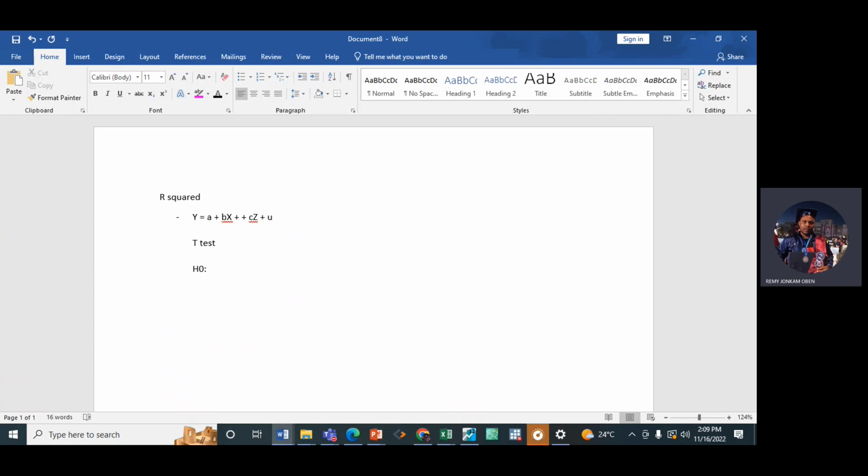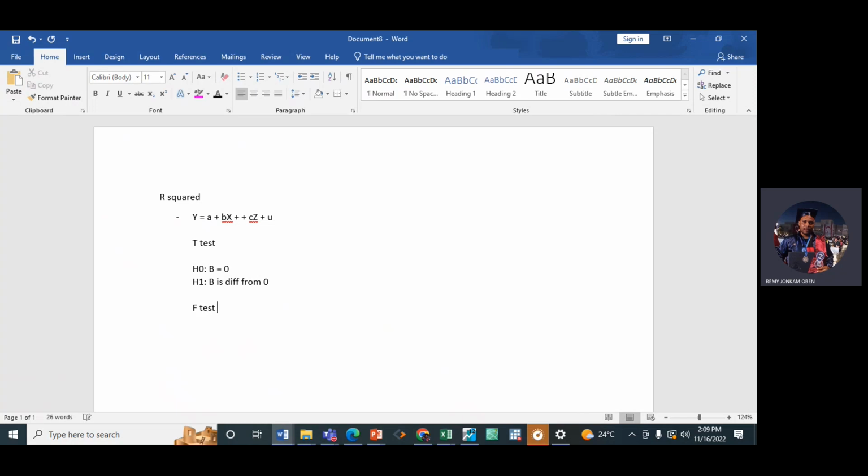What's the null hypothesis for the T test? The coefficient is equal to 0. The alternative hypothesis: the coefficient is different from 0, right? So we check each of the coefficients individually. To check if X is significant, we use this T test. To check if Z is significant, we use the T test. So we check if each of them is significant, one after the other. By the way, for the T test, we use the T statistic.